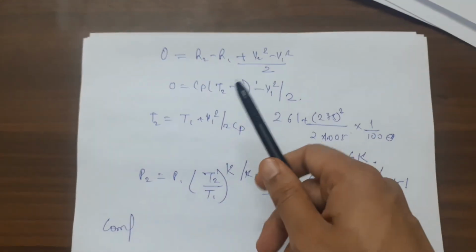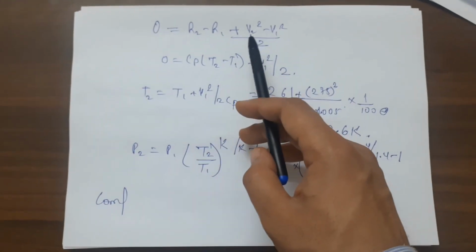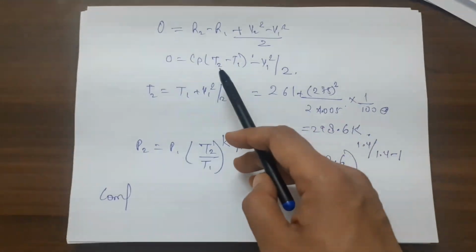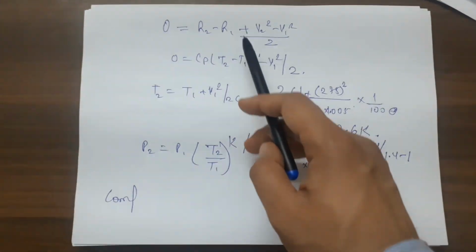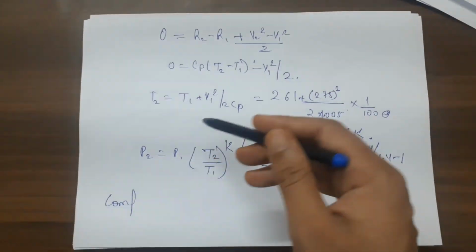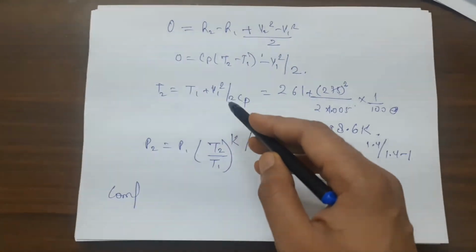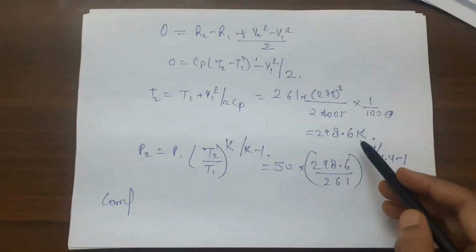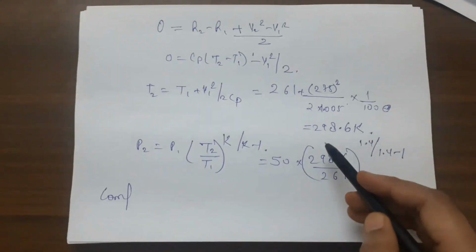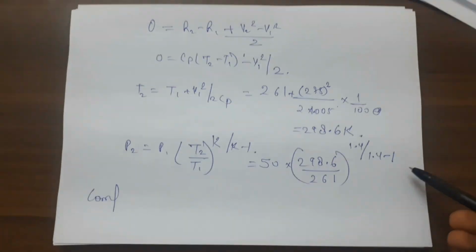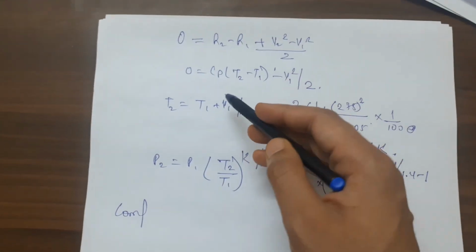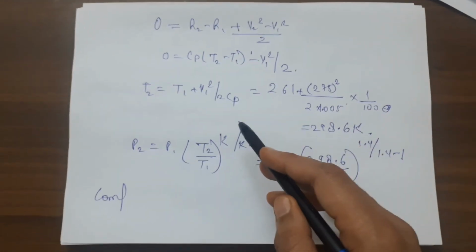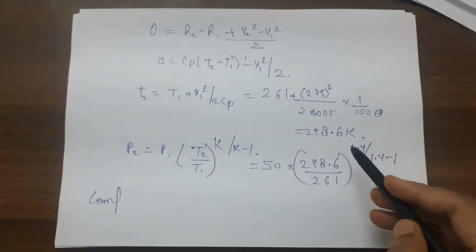So solving it further, 0 is equal to h2 minus h1 plus (V2 square minus V1 square) by 2. It can also be written as Cp (T2 minus T1) minus V1 square by 2. So the T2 value is equal to T1 plus V1 square by 2Cp. Putting the values, we will get the value of T2 as 298.6 Kelvin. So this was the approach from the energy balance we followed, and from here we changed the enthalpy to Cp (T2 minus T1) and solved this and got the temperature T2 as 298.6 Kelvin.